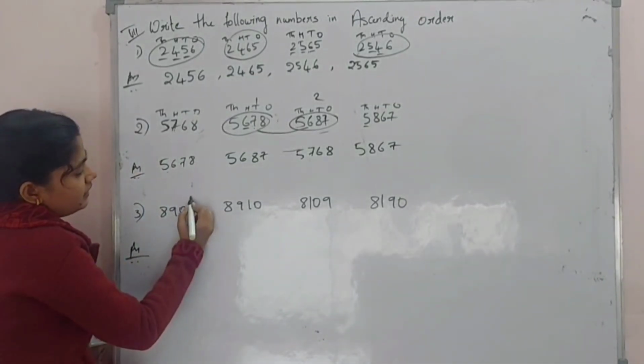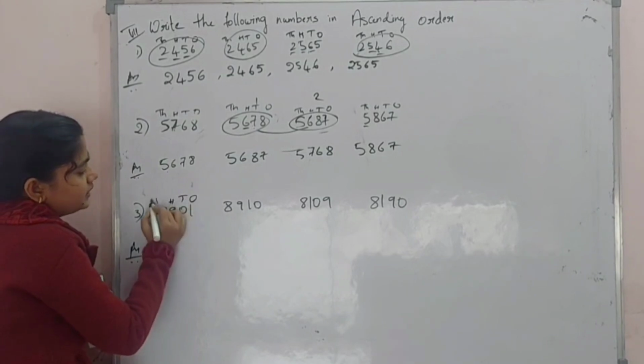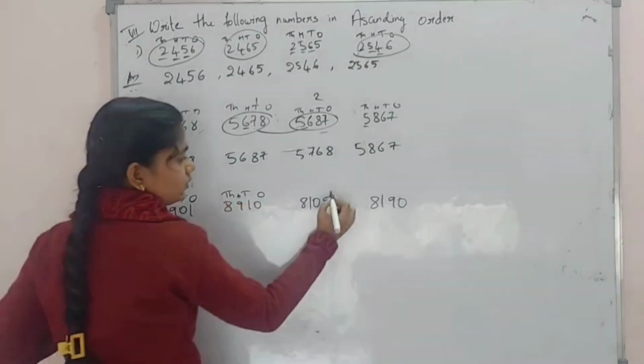Here also same. They have given ones, tens, 100, 1000. Write them for every place.